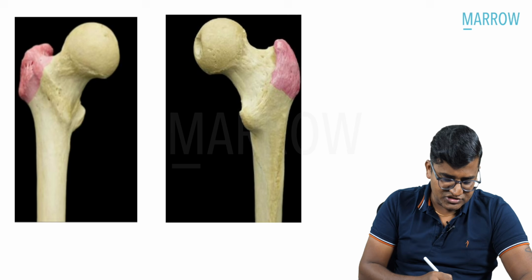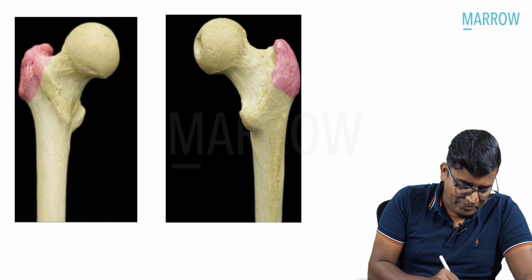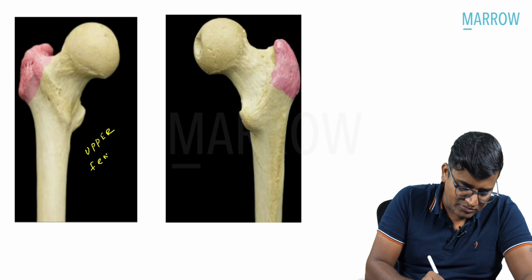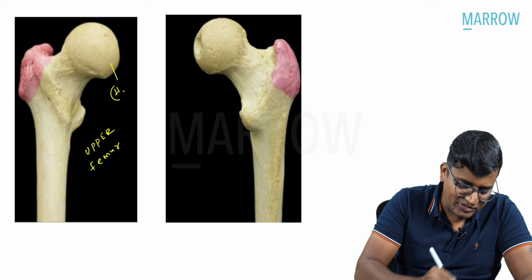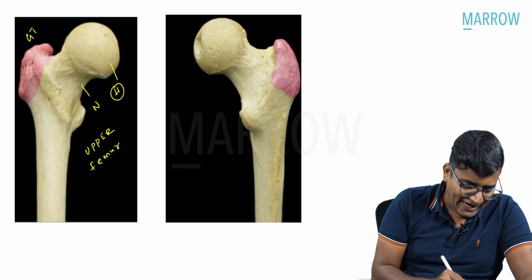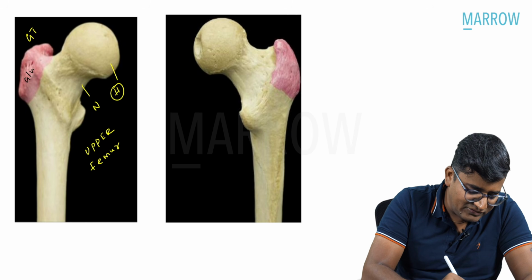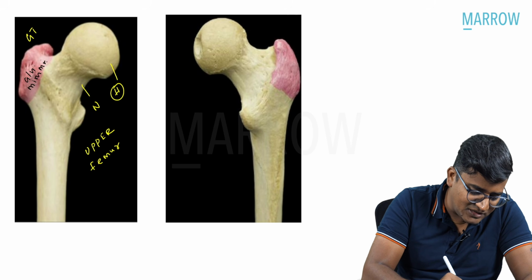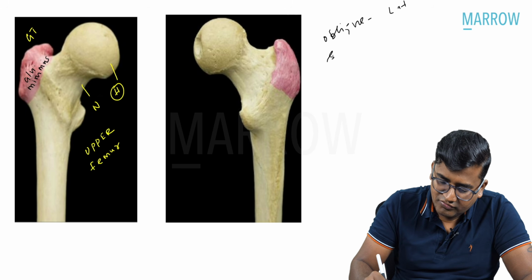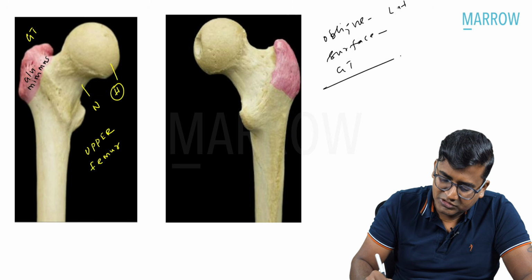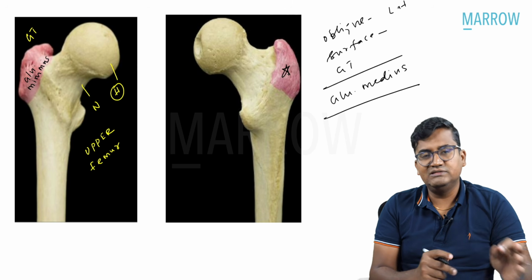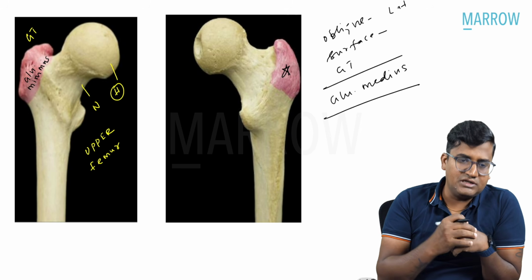Now one time they gave this question. This is the greater trochanter. Now this is the upper part of the femur. In the diagram, we are seeing the upper part of the femur bone. This is the head of the femur, this is the neck of the femur, and this is the greater trochanter of the femur. Now the anterior surface of the greater trochanter gives attachment to the gluteus minimus muscle. The oblique ridge on the lateral surface of the greater trochanter gives attachment to the gluteus medius muscle. So simply remember the greater trochanter gives attachment to the gluteus medius and minimus muscles.